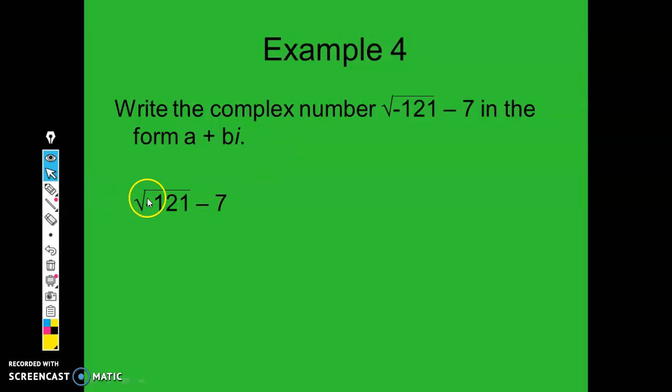Okay, first what we got to do is take this negative underneath the square root and simplify it down. So we pull out the i, and we have the square root of 121. And 11 times 11 is 121, so we could write that as 11i minus 7. Now notice it's a plus bi. This is just a little bit backwards, so all we got to do is rearrange the terms and bam, there it is, a plus bi form.